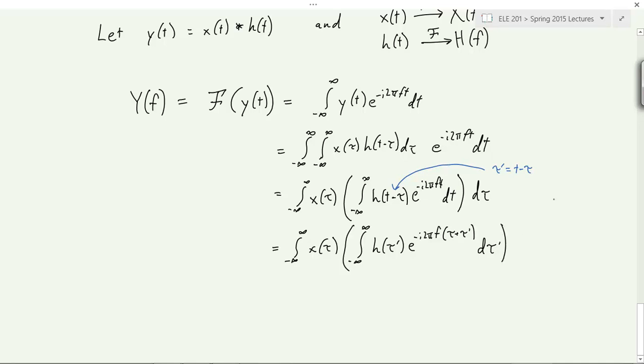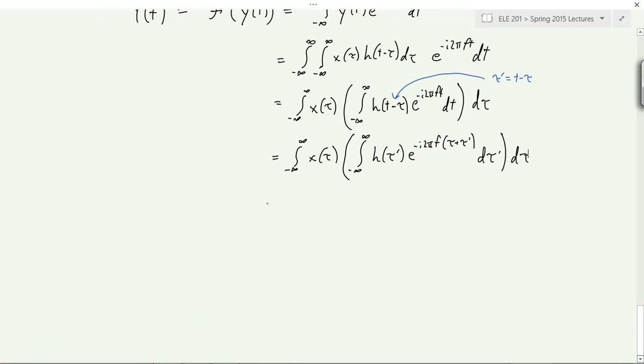Now, okay, so here's just the u substitution rules, right? Now, notice that this exponential function splits into two parts, a product of two parts, and one of those does not depend on tau prime. So what I'm going to do is move the part that doesn't depend on tau prime out of that integral. So it's going to be e to the negative i 2 pi f tau. And then I have the rest of this integral.